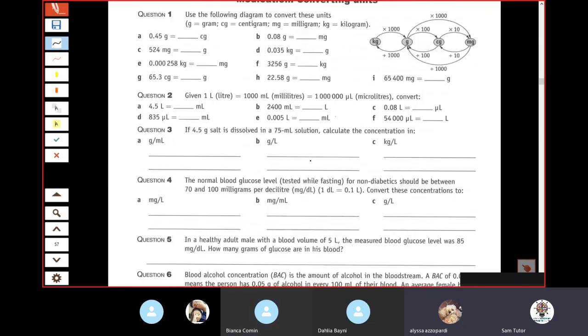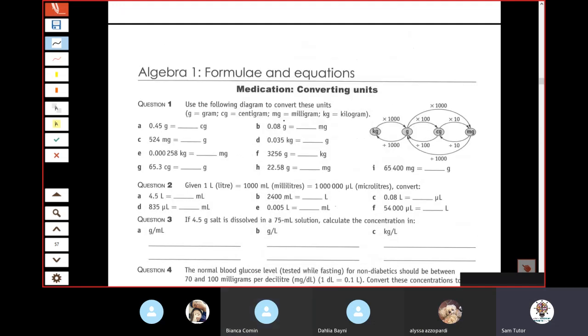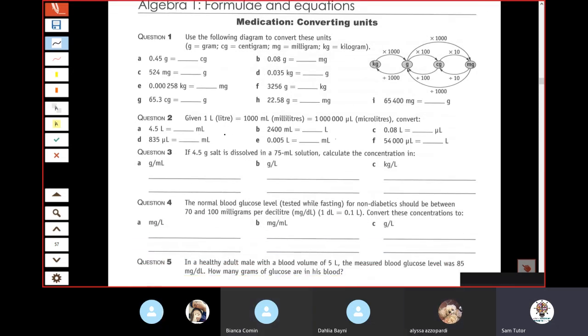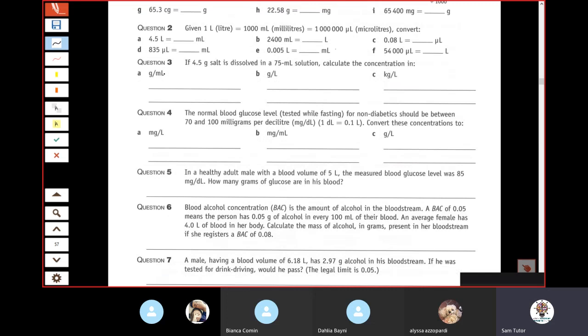Yeah, I want to do these ones. So this bit of medication is probably the hardest bit in the formula and equations topic. So let's have a look at some of these questions. Question 3.